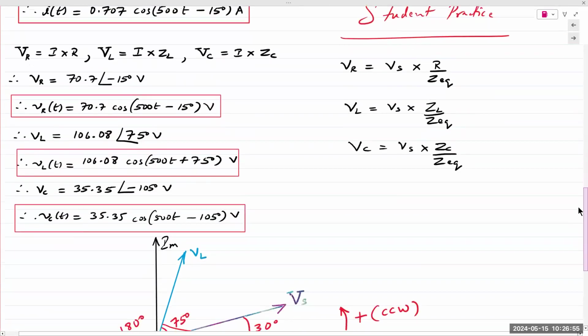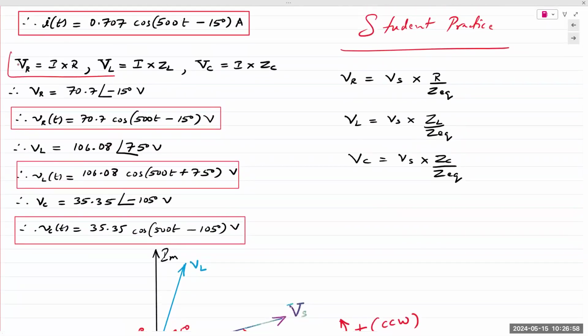Once you have the current I, you again apply Ohm's law, V equals IR, and you calculate all three quantities, VR, VL, and VC. The resistor voltage, inductor voltage, capacitor voltage, you don't need to perform any differentiation or any integration. You can simply apply Ohm's law and perform complex number math calculations, find the final answer. We can do so because I is the same for all.